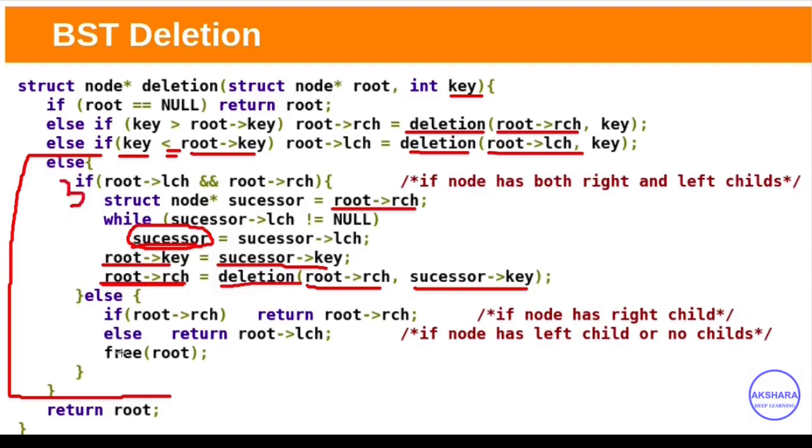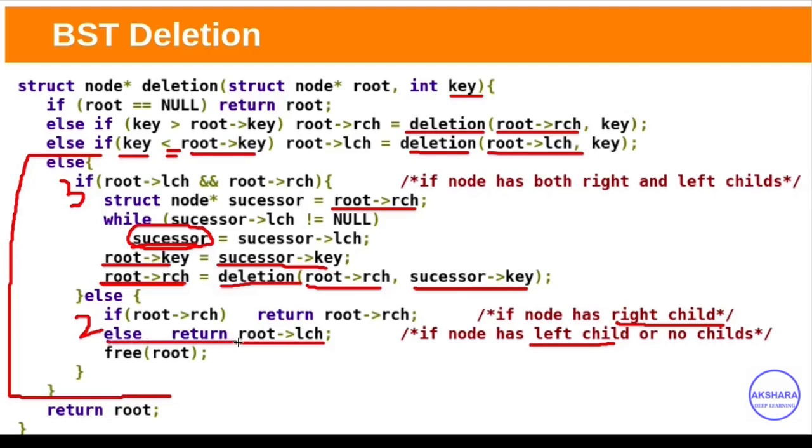Let's see 2 more cases. Suppose if node to be deleted has only right child, then that right child will be attached to its parent. If node to be deleted has the left child, then return left child. This is the case 2. Here we are not writing special code for that case 1. If node to be deleted is a leaf node, its left child will be anyway null. That null will be returned.